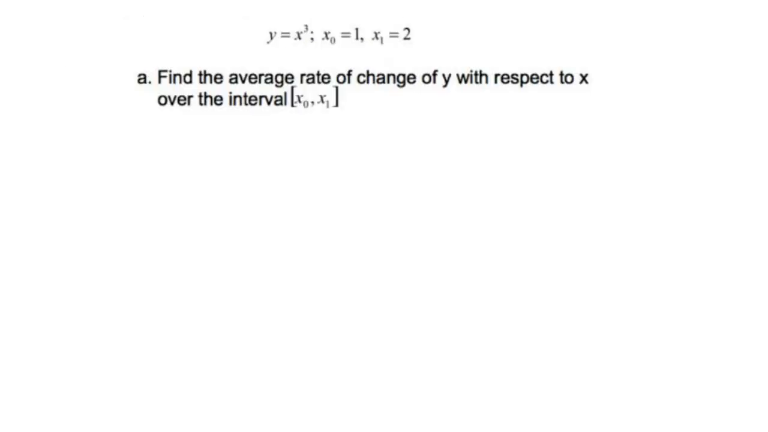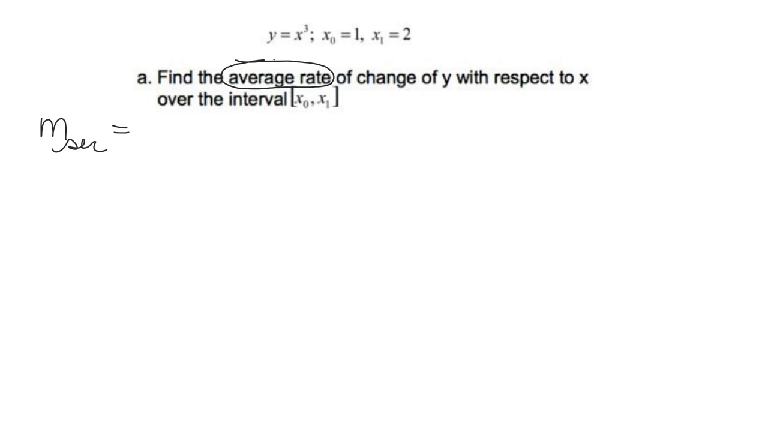So let's say we had an example like this: y is equal to x cubed, x sub 0 is 1, and x sub 1 is 2. It says find the average rate of change of y with respect to x. If we're looking for the average rate of change over this interval, they do not want us to necessarily substitute in our values just yet. I know that average rate of change means my secant.